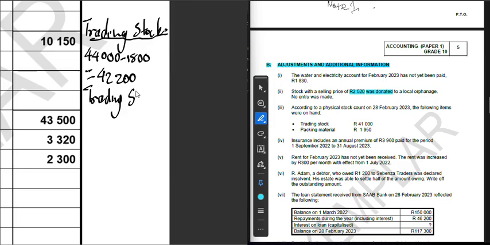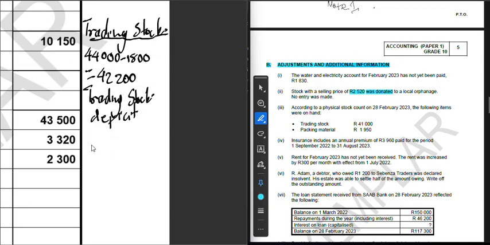trading stock deficit. Deficit means less, it means short. So it is short of a specific amount to reach that amount. So what is the deficit that we have here? We have 42,000.